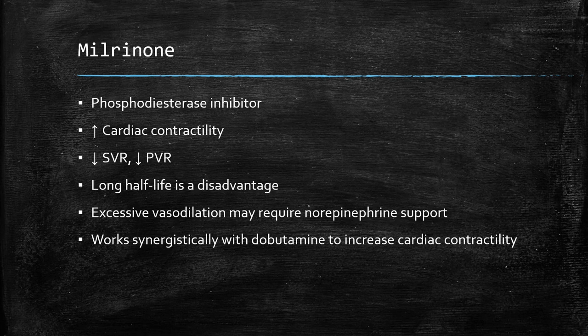Milrinone is a completely different type of drug. It is a phosphodiesterase inhibitor, not an amine. It works by increasing cardiac contractility, and it also reduces afterload by decreasing systemic vascular resistance and pulmonary vascular resistance.